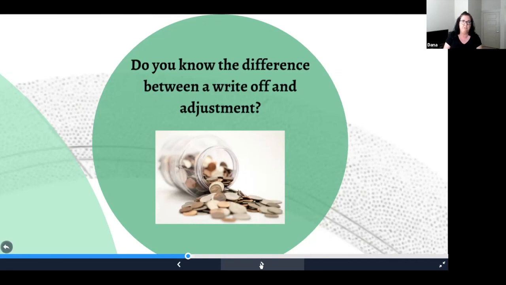So when I hear adjustment from doctors, I always like to ask, are you sure we're not talking about a write-off? So I want you guys to know the difference between this. A write-off is our difference between our in-network rate and our office fee. An adjustment is anything we do after the fact that affects the bank account, whether up or down.